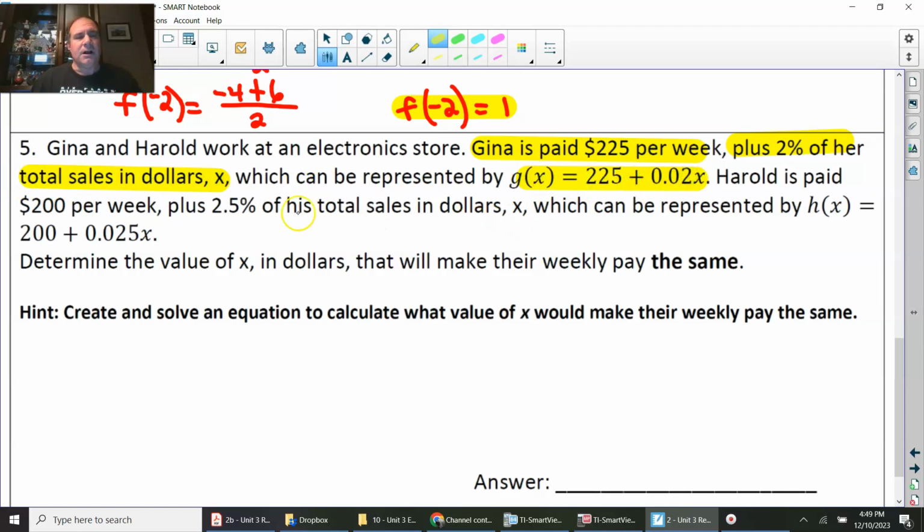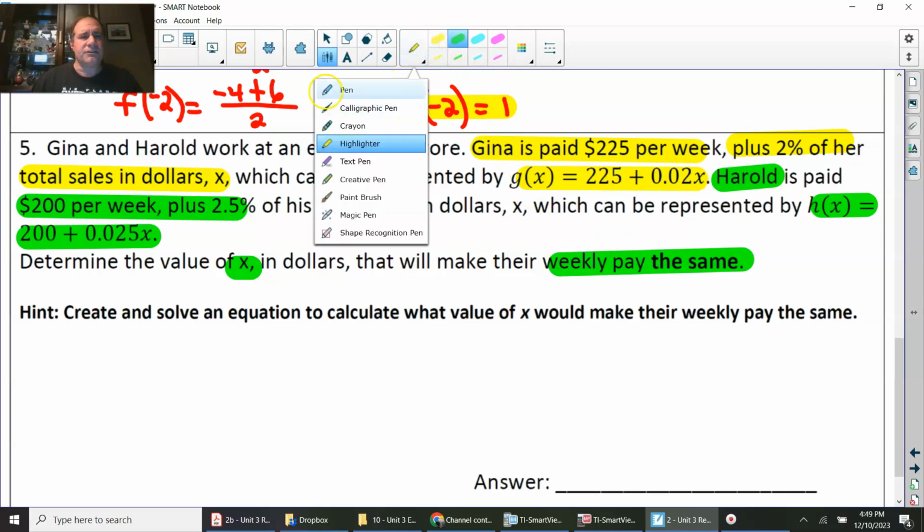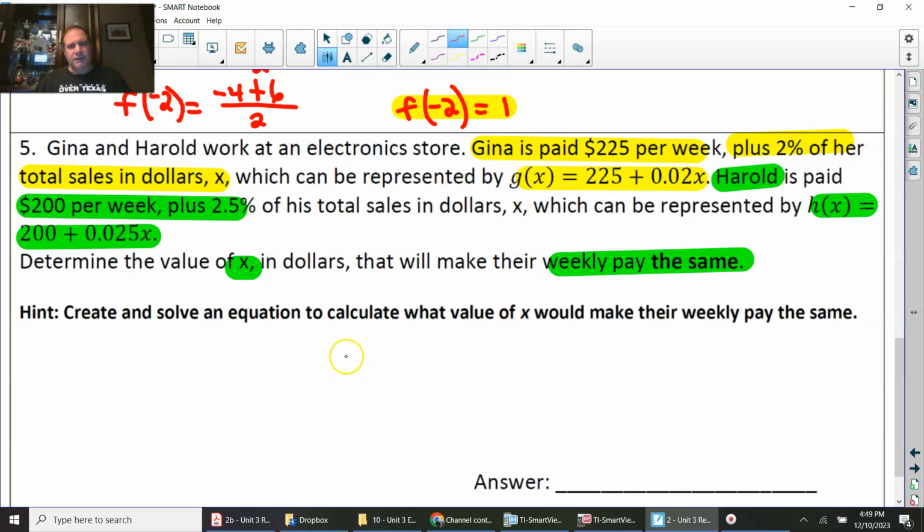That's good. Harold is paid this, and it's represented by this. Oh, that's nice. So it says determine the value of X in dollars that would make their weekly pay the same. And it says to create an equation to calculate what would make their weekly pay the same.